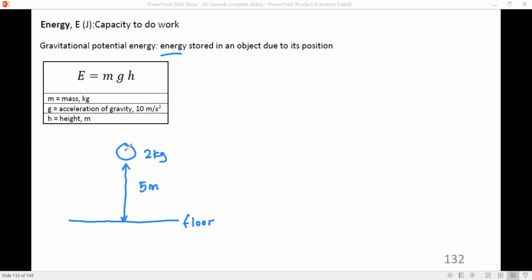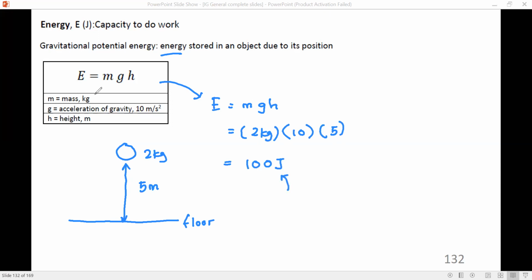To calculate the energy here due to its position, which is the gravitational potential energy, we can use the formula E equals mgh. m is the mass, which is 2 kg. g is the gravitational acceleration, which is 10, and h is the height or the position relative to the floor, so it is 5 meter. So we get 100 joule. You can only use joule if the mass is in kg, the g is meter per second squared, and also the height is in meter.